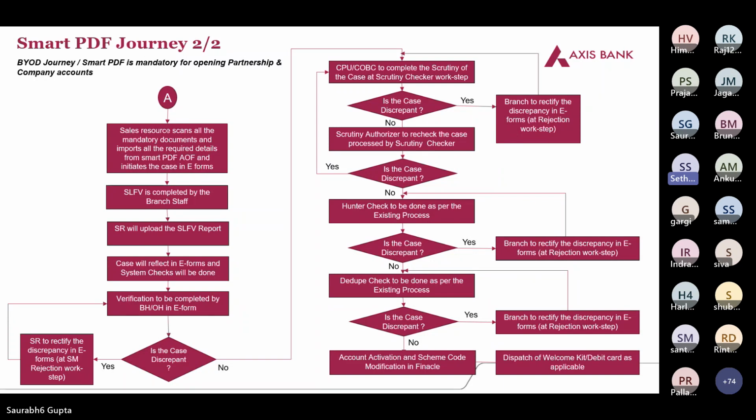In case of a tab, you fill in the details and they go to the backend system, and in case of the Smart PDF journey, you fill a Smart PDF and get it scanned and it moves into the system. So yeah, next.